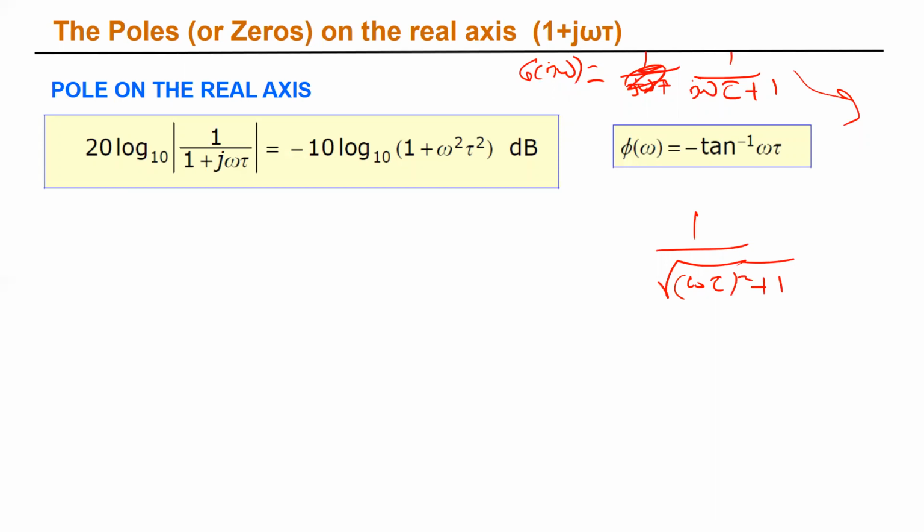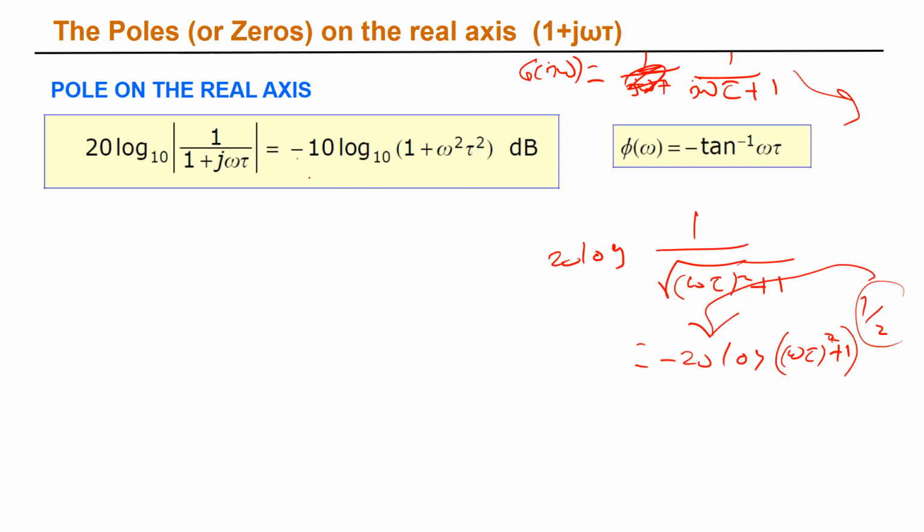Okay. Well, I'm taking 20 log of this quantity, so I can take this one in the numerator. If I take it to the numerator, it's going to be negative, and let me take the negative out. So this is equal to minus 20 log, so minus 10 log, to the half, omega tau square plus 1. Take the half out, and that will be minus 10. Okay?